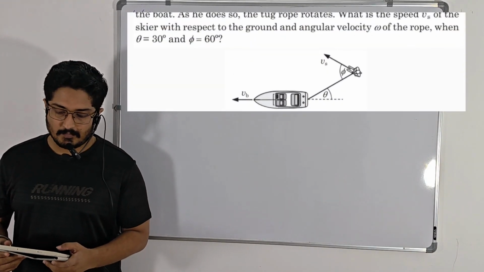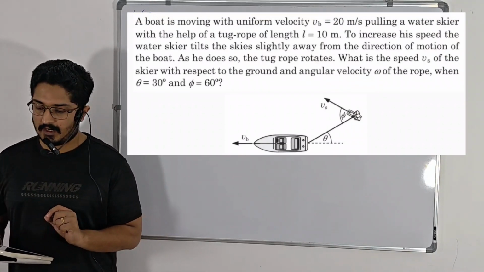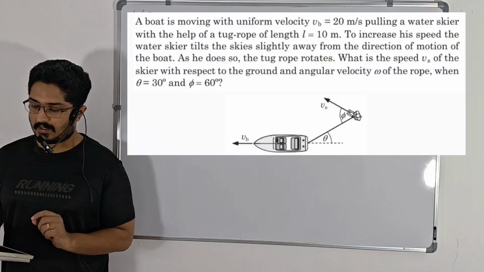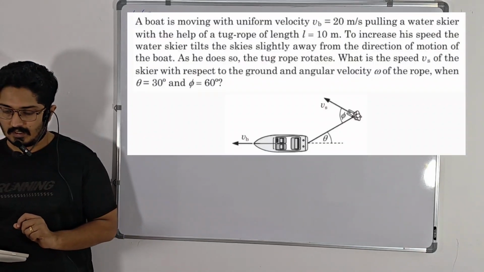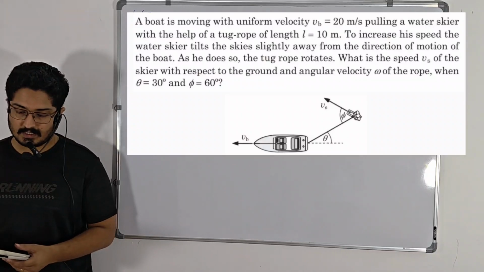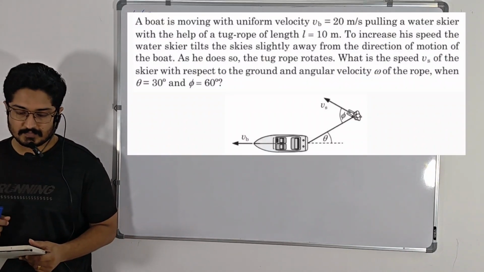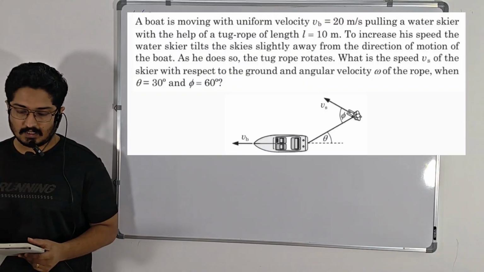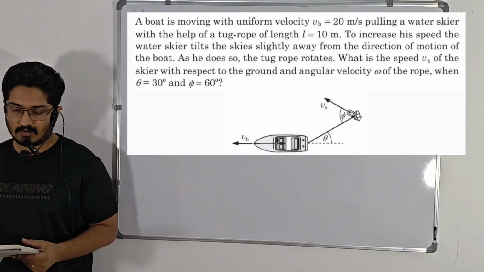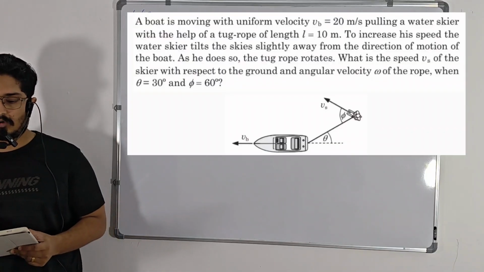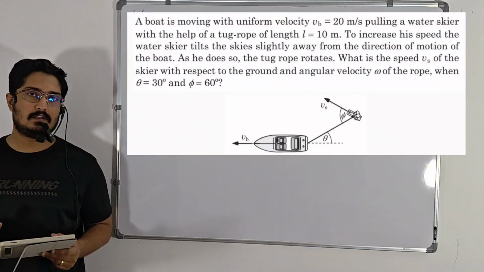It says that a boat is moving with uniform velocity of 20 meter per second, pulling a water skier with the help of a tug rope of length 10 meters. To increase his speed, the water skier tilts the skis slightly away from the direction of the motion of the boat. As he does so, the tug rope rotates. What is the speed Vs of the skier with respect to the ground and the angular velocity omega of the rope when the angle theta and the phi value is given as 30 and 60 degree respectively?